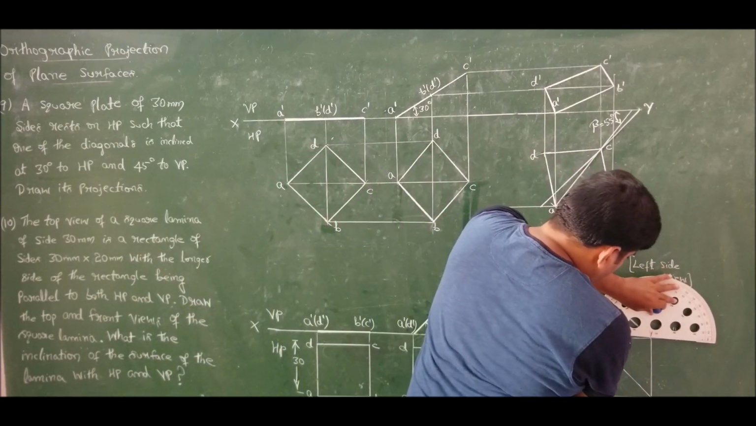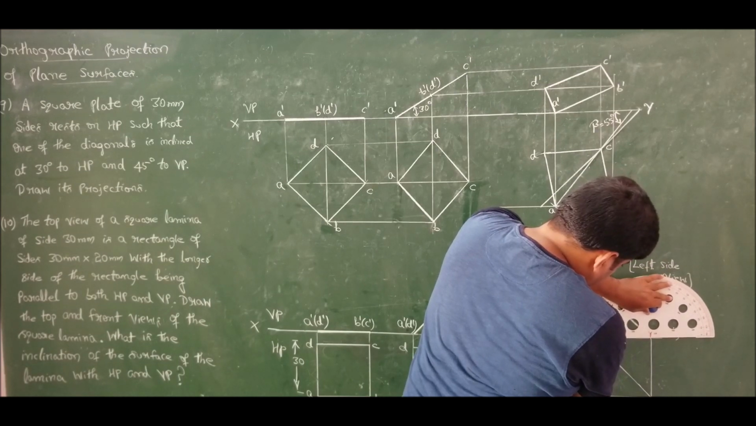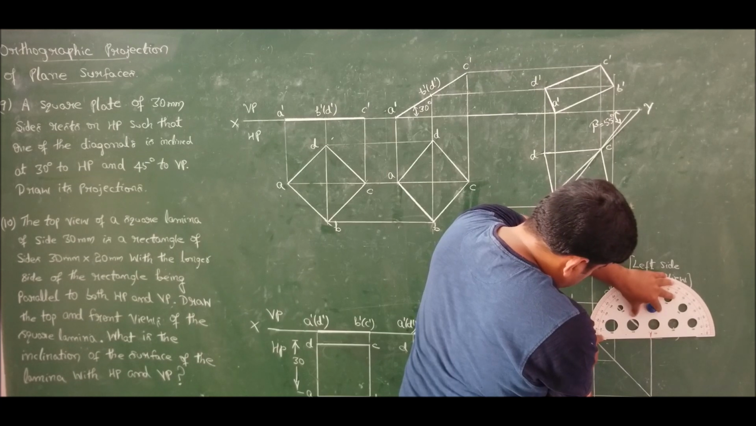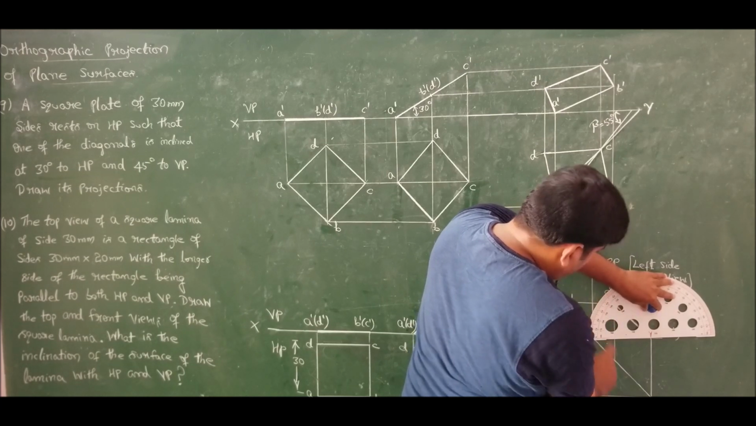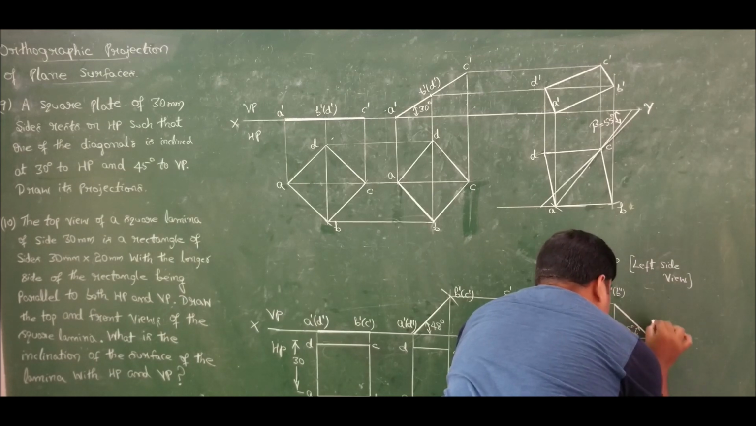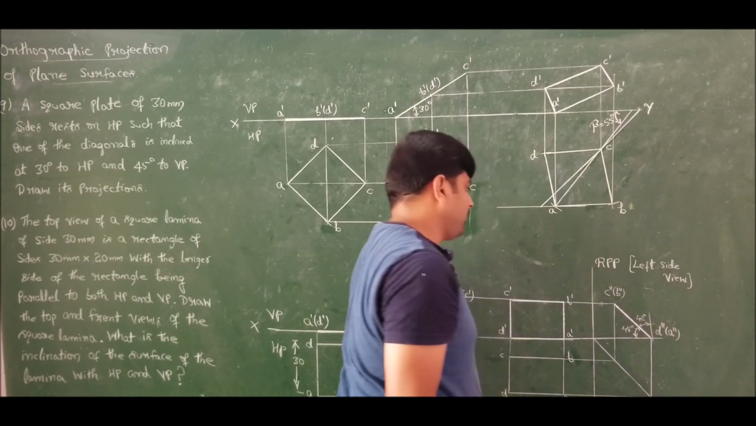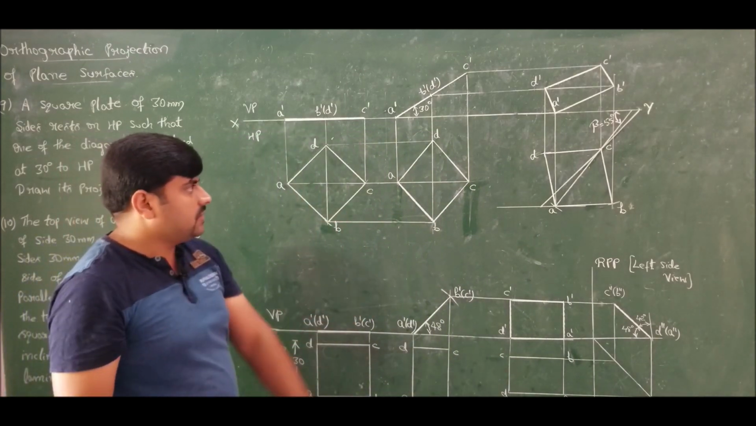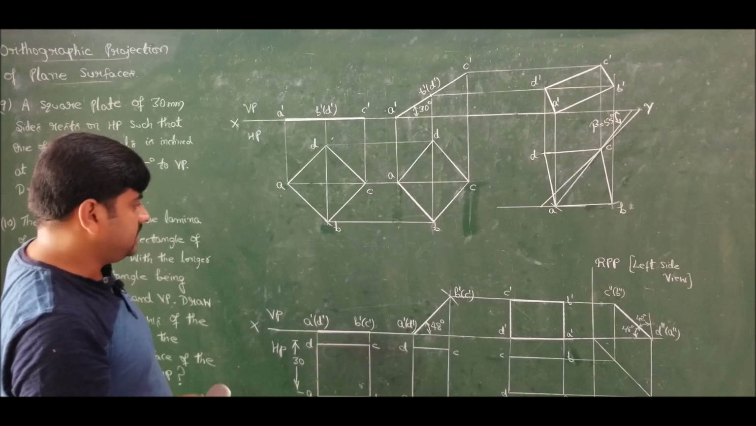The inclination is found to be, you can see here, it is inclined at an angle of 48 degrees, which is already seen. With vertical, if I measure, obviously it will be 42 degrees. Correct? So this is the solution for problem number 10.